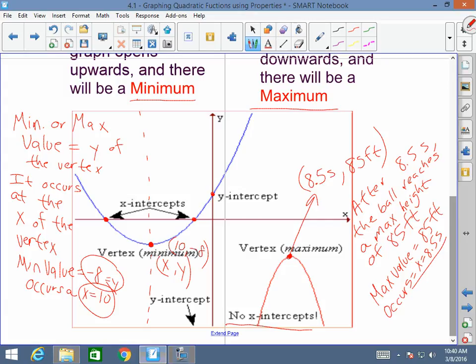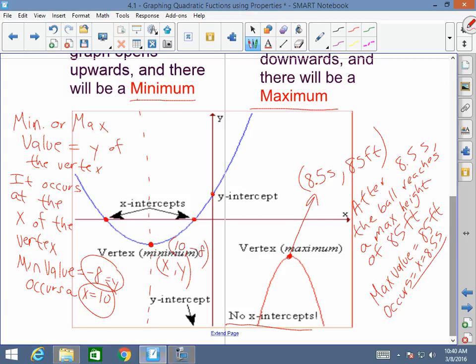Guys, this is the most important part of this. Forget about graphing it. Any graphing calculator can graph it for you. Interpreting it, that's the key here. Before I move on, does everyone understand how to read and interpret, and how to find with formulas the vertex and the axis of symmetry, and what they mean? Do you know how to interpret the value? Do you know how to interpret where it occurs?